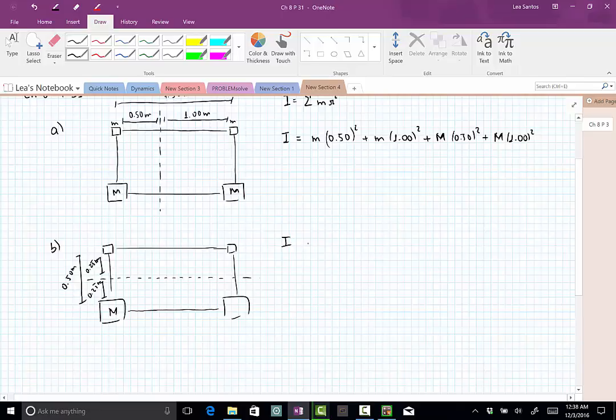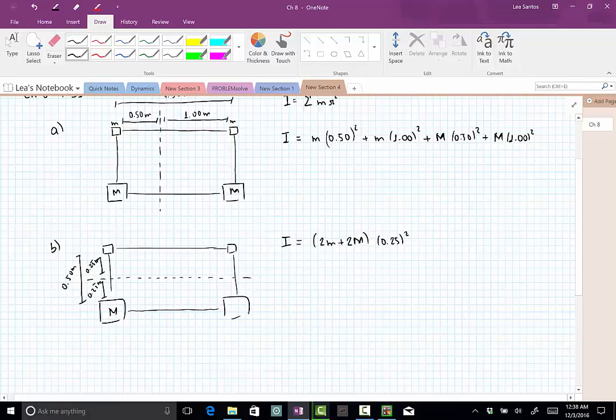In this case, it's easier. The distance of all of the masses from the axis of rotation is 0.25. So I just have to add all of the masses, 2 little m plus 2 big M, multiplied by 0.25 squared.